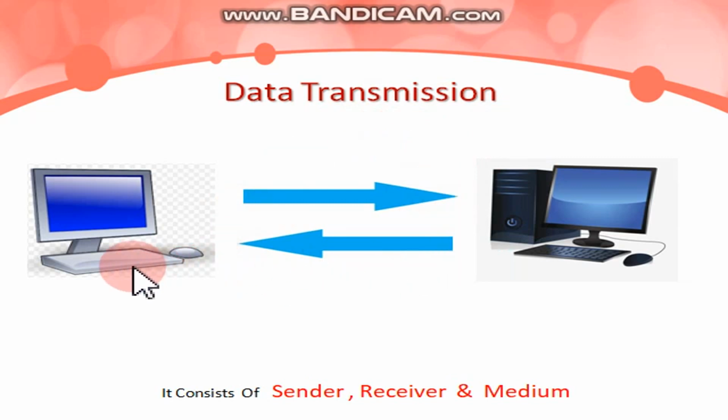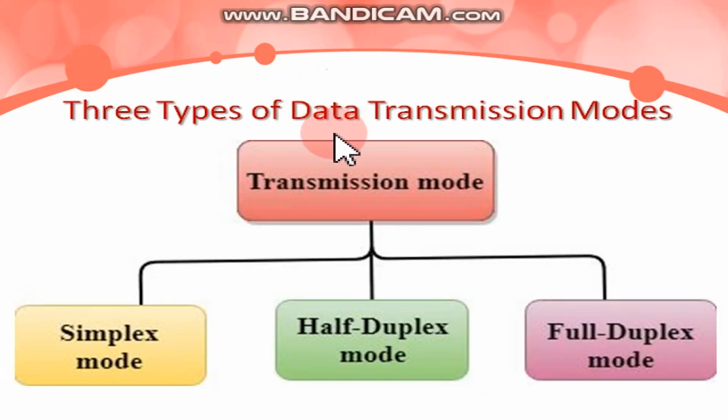Sender is the place or computer from where the data is sent, and the other side is the receiver, which actually receives the message or information being sent on the medium, and this medium is the path or channel through which the data is sent from one place to another. There are three types of data transmission modes. These are simplex mode, half duplex mode, and full duplex mode.